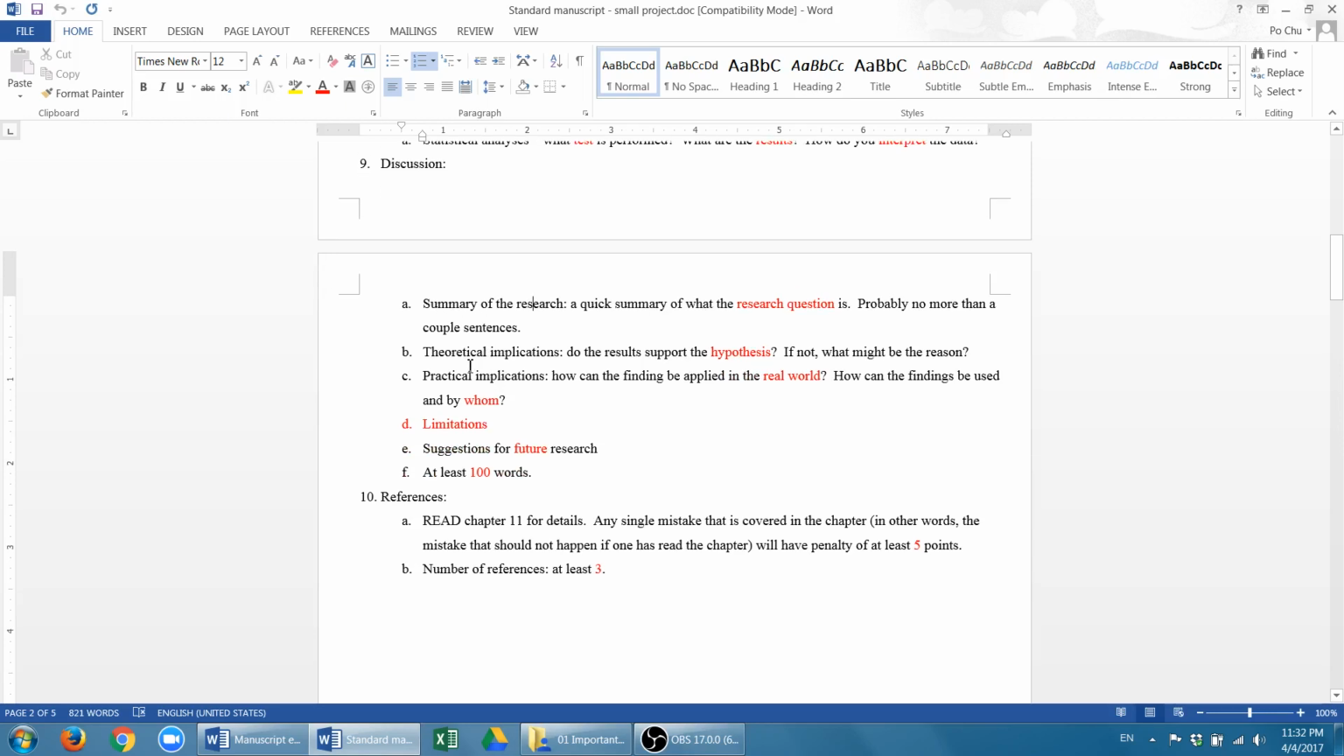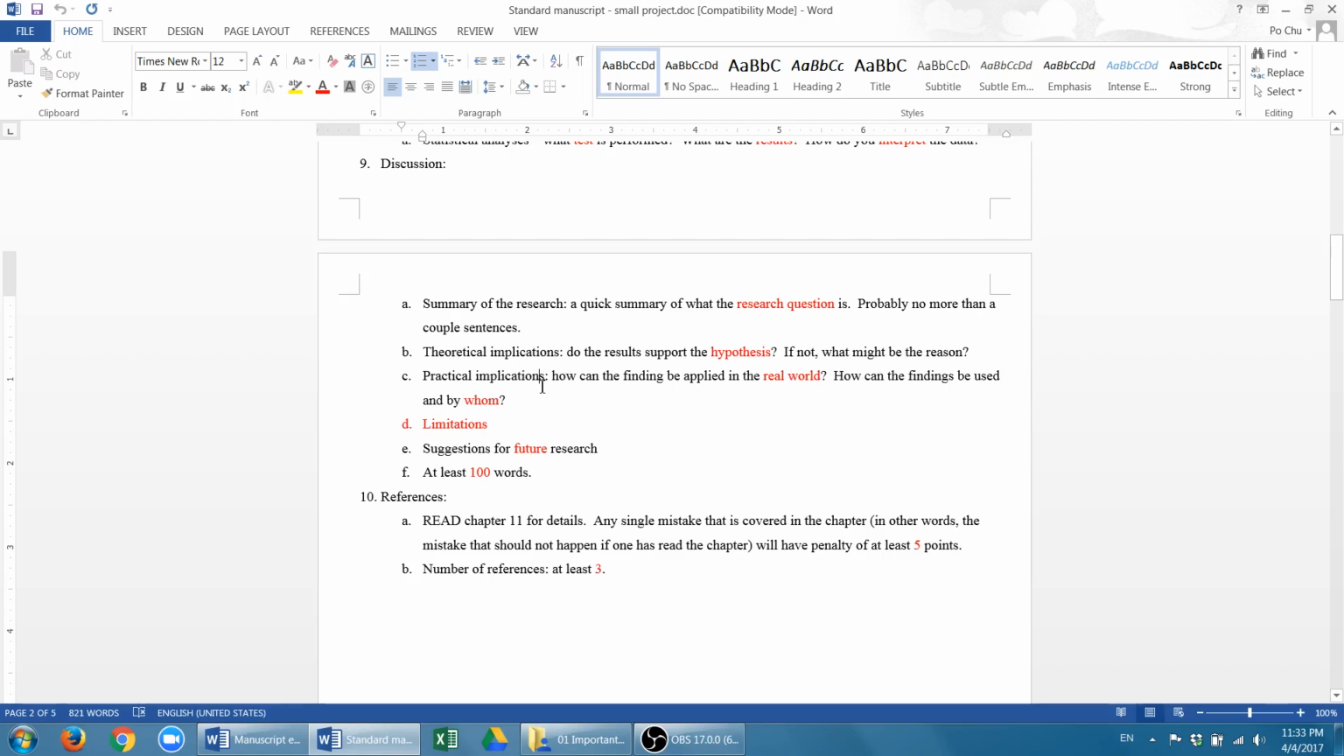And then theoretical implications. For face-to-face students, you need to answer, do the results support the hypothesis? Now, if yes, you're happy. But if not, then what might be the reason? You need to speculate and try to explain the reason. Then practical implications. How can the findings be applied in the real world? How can the findings be used and by whom?